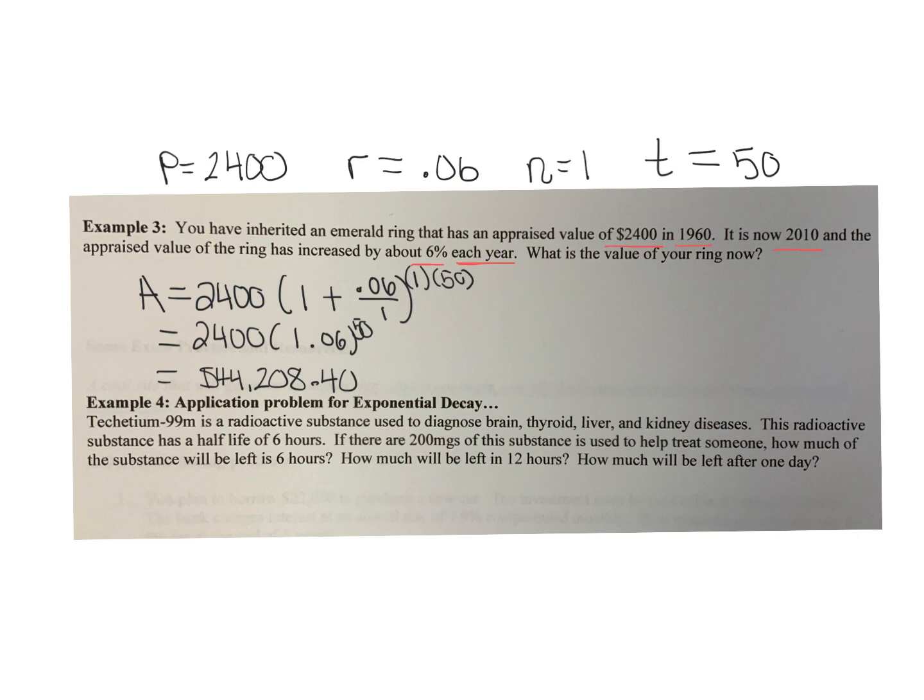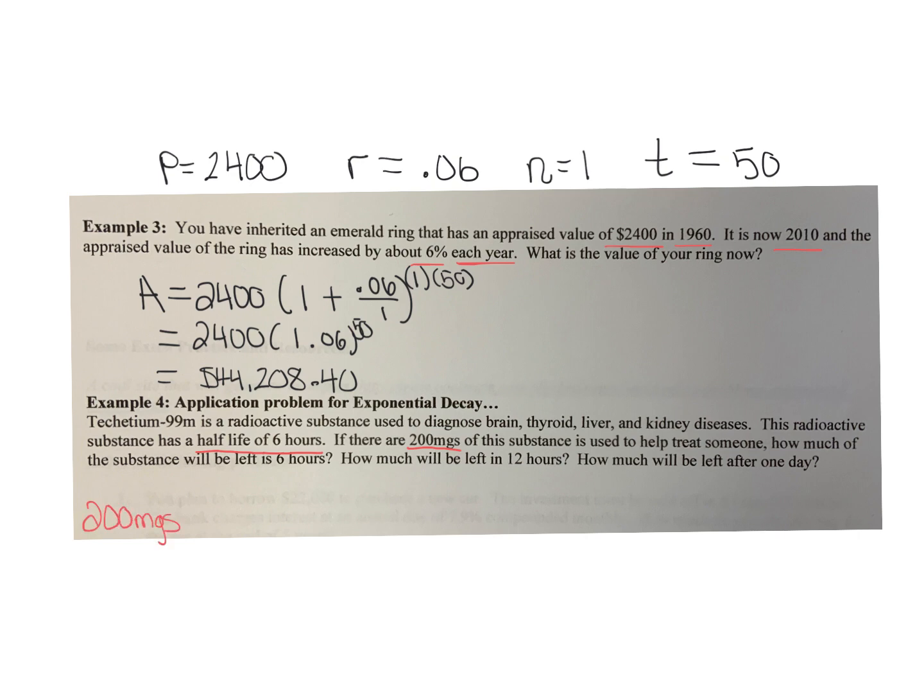It talks about radioactive material. It says it's used to diagnose brain, thyroid, liver, and kidney diseases. The radioactive material has a half-life. So let's talk about this word. Half-life of 6 hours. A half-life is the amount of time it takes for half of my material to go away. So if it says that I start with 200 milligrams.